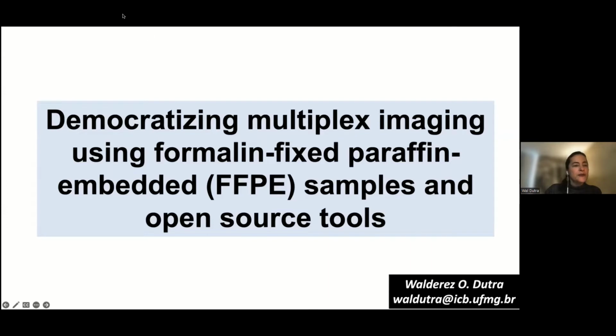Okay, great. All right, so the title that I gave to the talk today is Democratizing Multiplex Imaging Using Formalin-Fixed Paraffin-Embedded Samples and Open Source Tools. This is essentially what I went to do at the NIH earlier this year. All of us know that we do have access to many samples that are paraffin-embedded in different pathology labs at universities, in private hospitals, public hospitals.